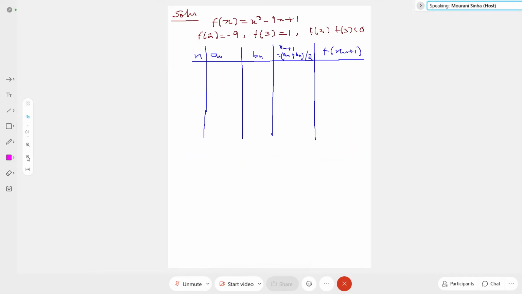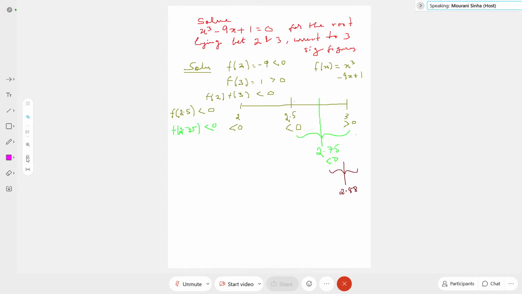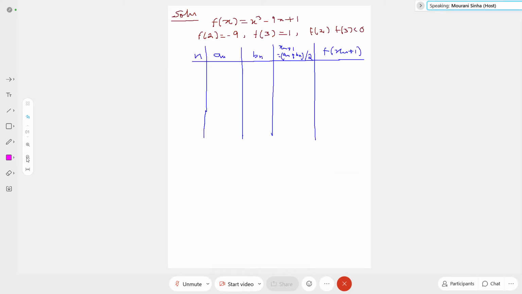So my first column will be n, the number of iterations. Then I have an, then I have bn, then I have xn plus 1, the midpoints. And these are the roots. This column will give you the roots. Two consecutive steps, I should get the same value. There I stop. And as per the question, don't forget, correct to 3 significant figures. So keep 4-5 places after decimals. Then only you will get correct to 3 significant figures. Keep a little more. If I am talking about 3 significant figures, better to keep 3 or 4 decimal places. Okay.